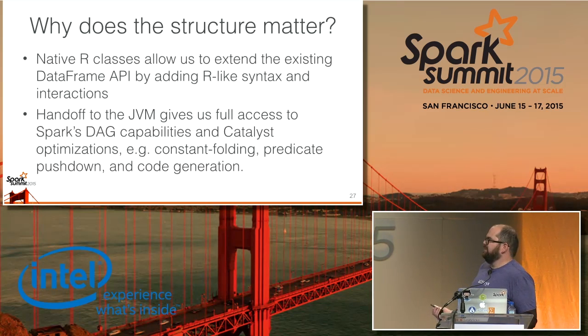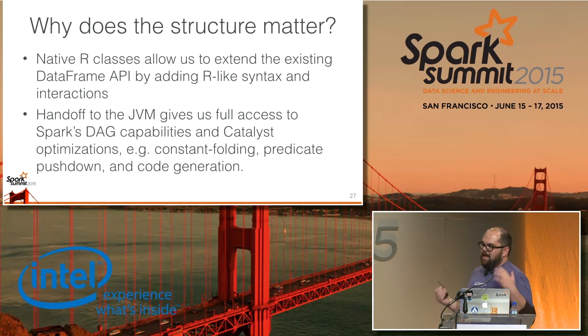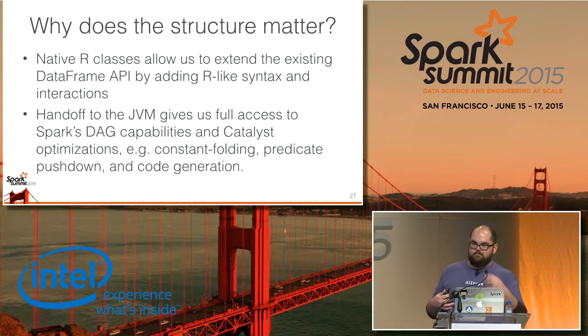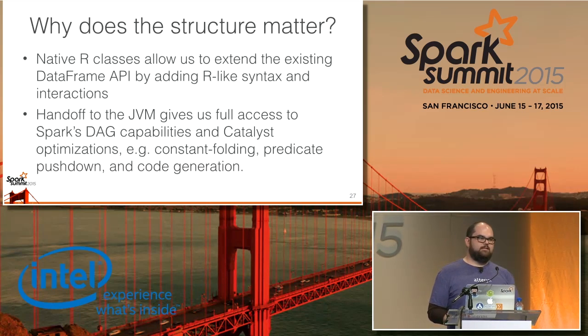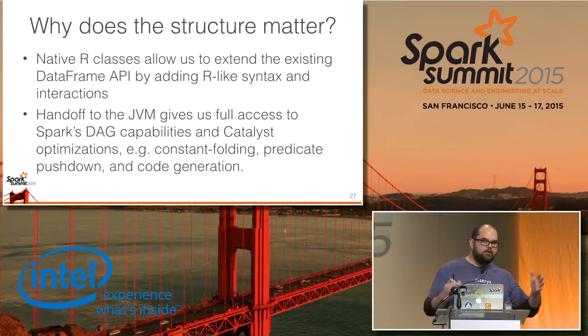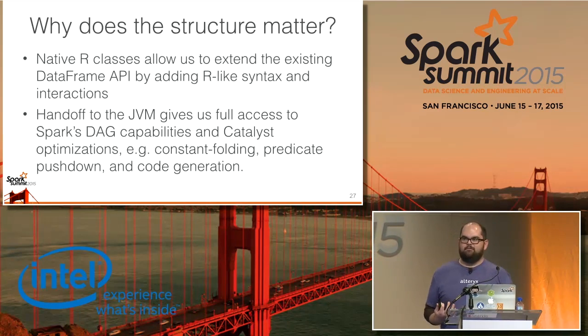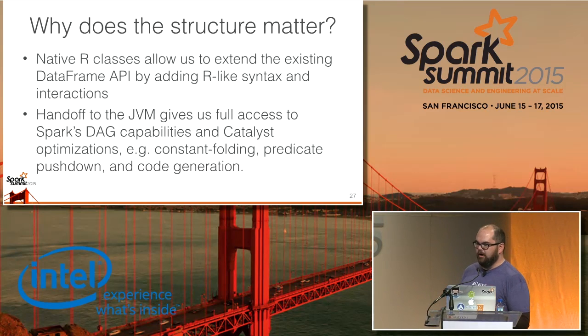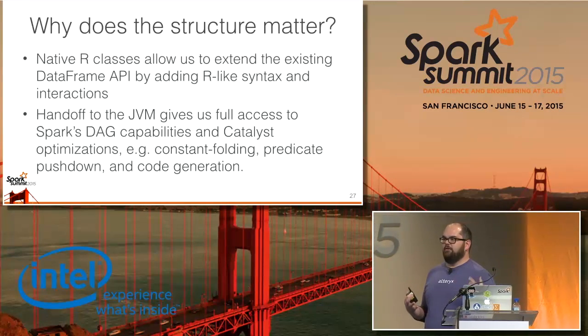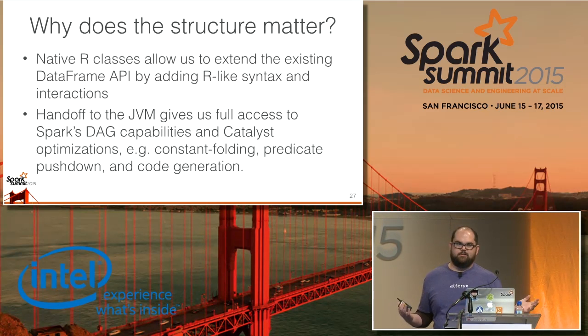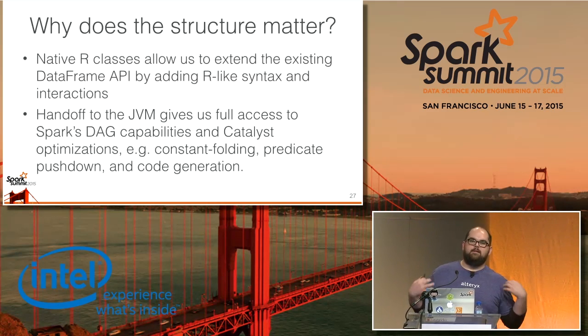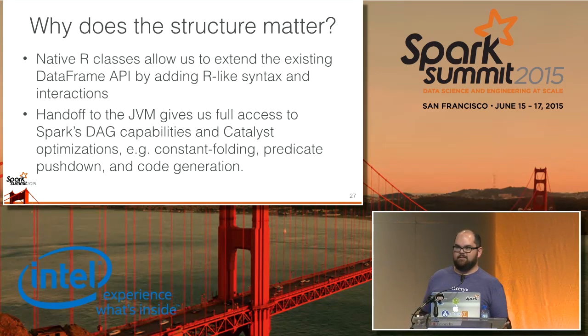So the question is, why does that matter? Well, having native R classes allows us to extend the data frame API quite a bit by adding a bunch of different syntactic things that allow R users to start to interact with data frames in a way that will feel very familiar. But the fact that ultimately they're tracking and creating objects on the JVM and building out a DAG just like you would in regular Spark means that we get to take advantage of all of Spark's existing capabilities.